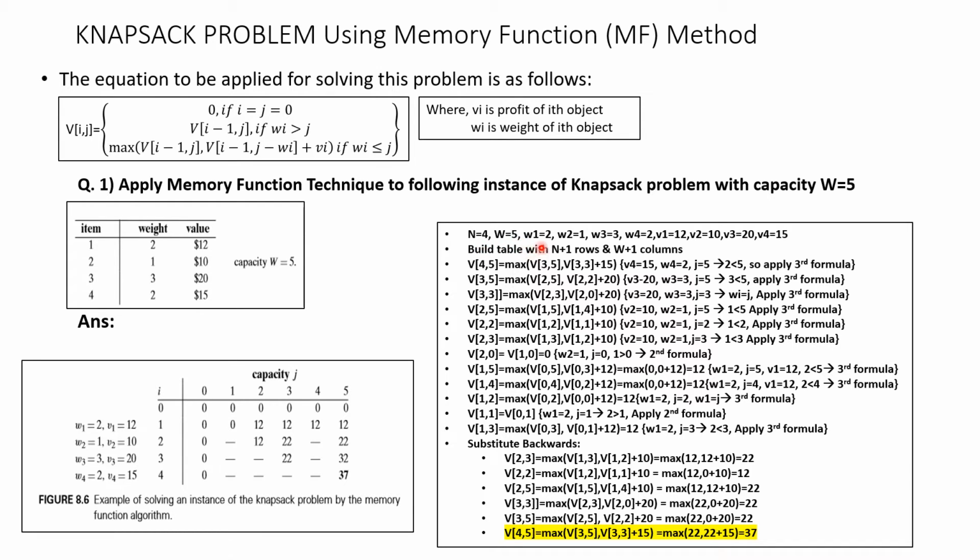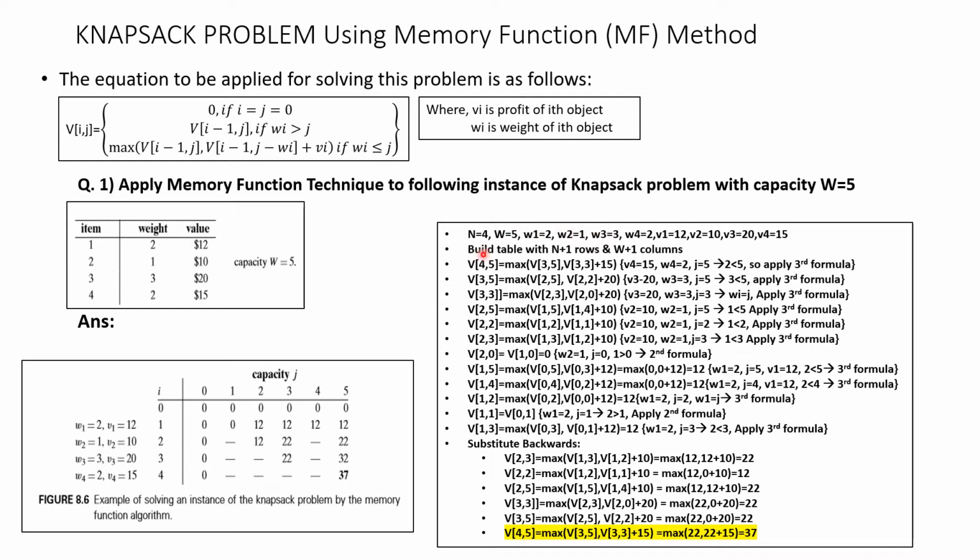Now again I am repeating here, W1 is 2, the weight of the first object. W2 is 1, the weight of the second object. W3 is 3, the weight of the third object. W4 is 2, the weight of the fourth object. V1 is the profit of the first object, 12, V2 is 10, V3 is 20, V4 is 15. That's what is written here. These are the weights and profits of each object.